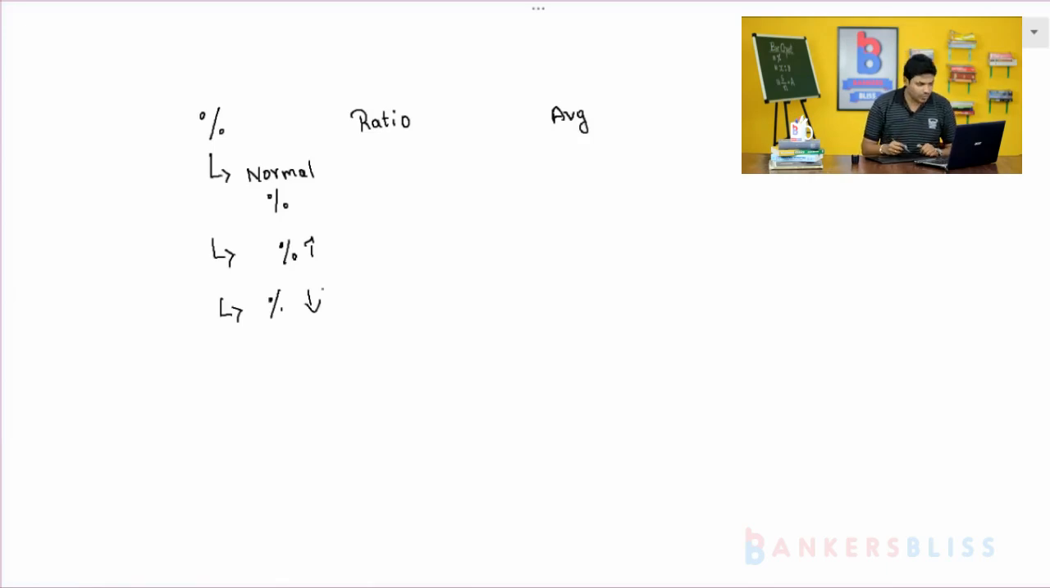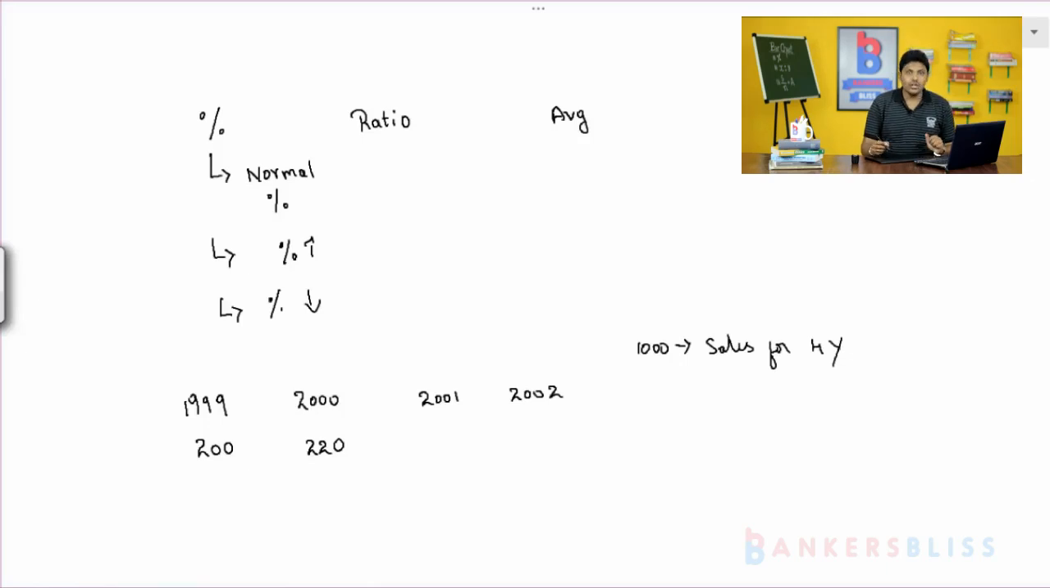Okay, for example, in 1999 the sales was 200, but in 2000 the sales are 220, and you have 5 years like this: 1999, 2000, 2001, 2002. Okay, you consider 4 years. Let the total sales for 4 years be 1000.